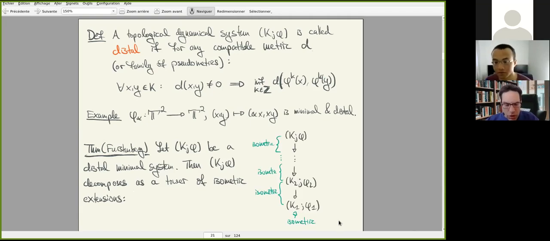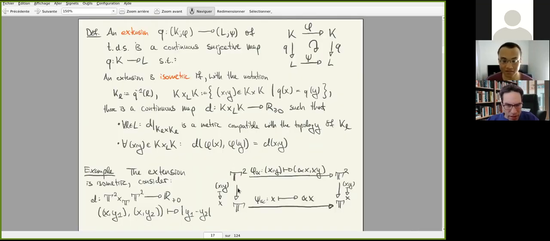Excuse me, can you return to the example in the previous slide where you defined the metric? You are supposed also to give the metric when x1 and x2 are different, right?